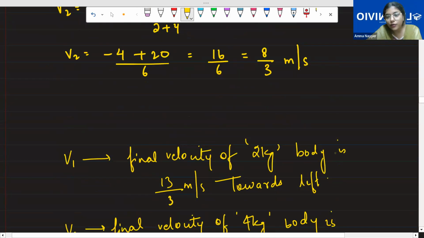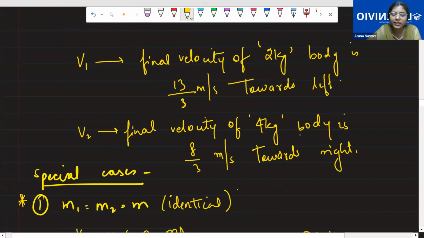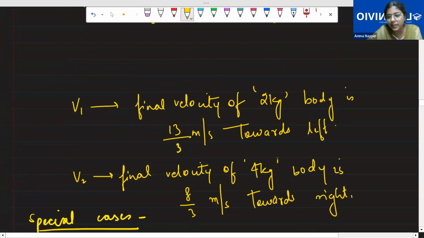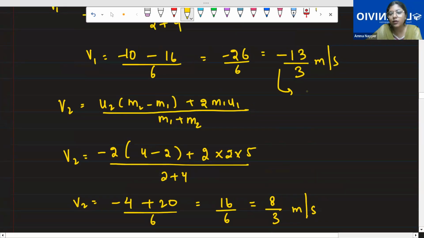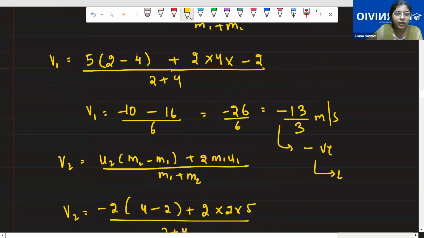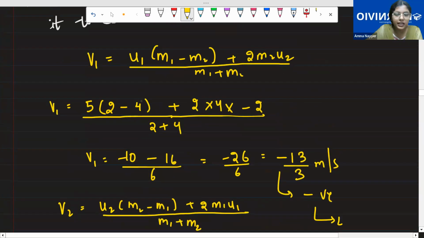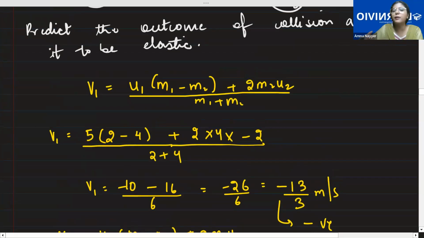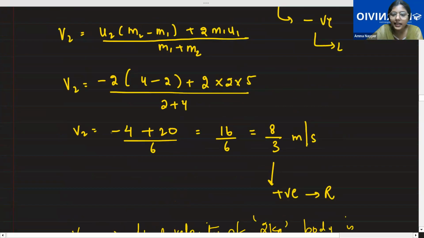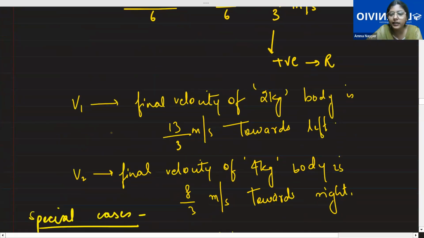So final velocity of the 2 kg body is 13 by 3 towards left, and final velocity of the 4 kg body is 8 by 3 meter per second towards the right. Because this came out to be positive, and we chose that for right. And since this is coming out to be negative, we chose that for left. Remember, just forget what I told about the modulus part. That was incorrect. Just calculate it as it is by putting in the formula, and eventually, according to your sign convention, conclude.